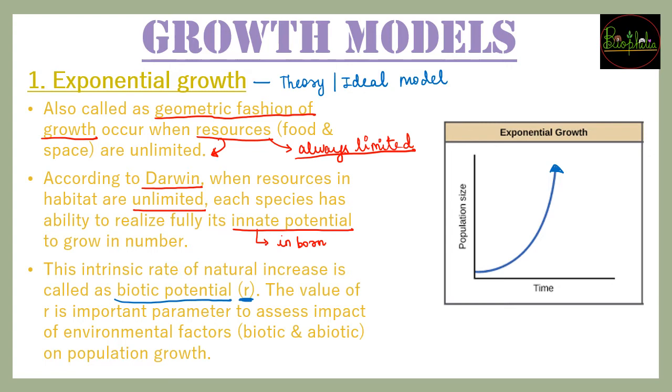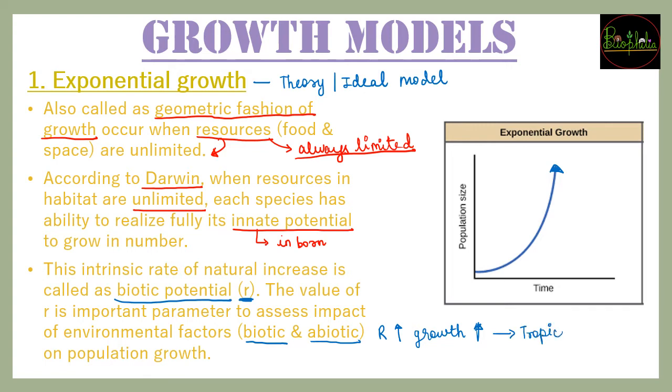So this biotic potential is going to be a very important factor because it is going to assess how environmental factors, whether biotic or abiotic, are going to impact population growth. For example, if you see that the R value is more, that means the population growth is going to be much more. For example, the R in the case of tropical rainforest.